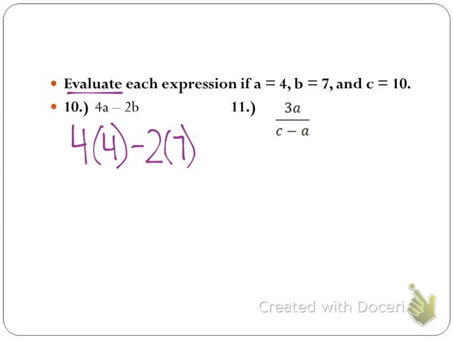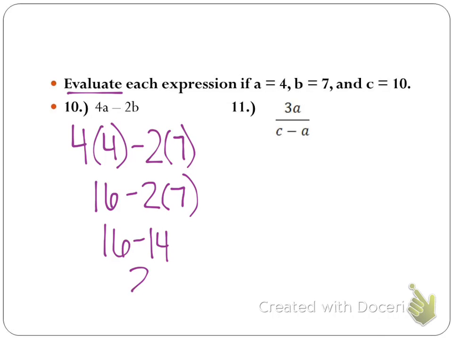Alright, working from left to right, I see some multiplication in the beginning. 4 times 4 is 16, minus 2 times 7. What happens next? The 2 times 7 has to happen next. 16 minus 14 is? Very good.